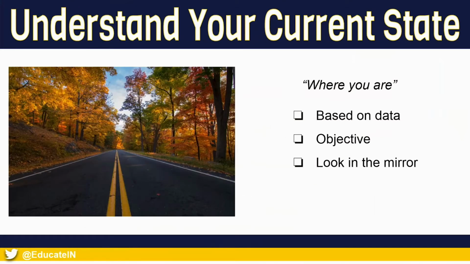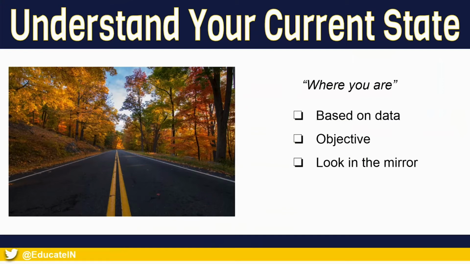And in our current state, we have to be honest. This is where we are right now. This is an objective reflection based on real data. In essence, it's like a look in the mirror to see what's really there. It may be that students' math proficiency is only 25% according to the last iLearn results.